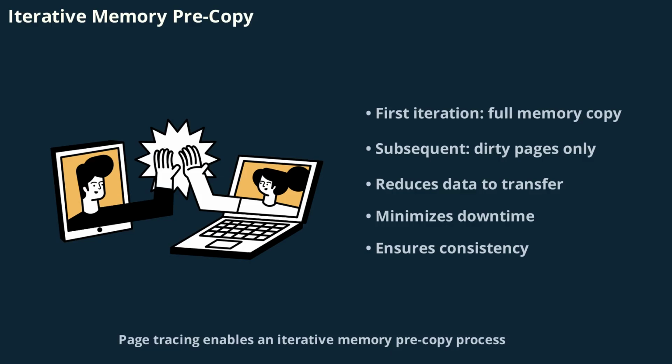Page tracing enables an iterative memory pre-copy process. The first iteration copies the entire memory of the virtual machine. Subsequent iterations focus on copying only the dirty pages, those that were modified during the previous transfer. For example, if a VM with 24 GB of memory dirties 8 GB during the first copy, only those 8 GB are recopied in the next round. This cycle continues, with each iteration copying fewer and fewer pages until all memory is synchronized between the source and destination hosts. This approach minimizes downtime and ensures data consistency.